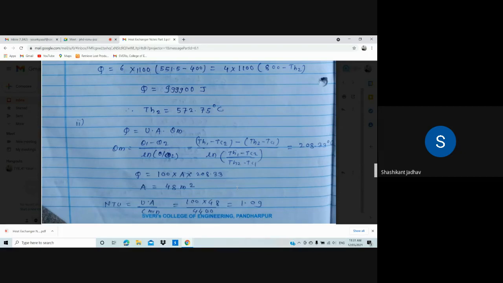So therefore CH is nothing but 4400. We have to put that value into this equation, that is NTU is equal to U into A divided by C minimum. Did you understand? We have to find CH and CC, and from that CH and CC value, which value is less, that value is nothing but C minimum.